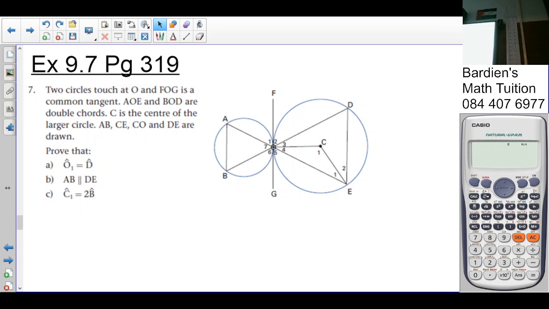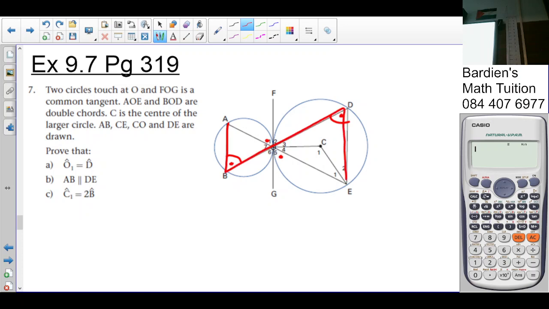Common tangent means to say it's a tangent in both circles. So if that is the case, then O1 is equal to angle B. O1 is also equal to which angle? O1 is equal to angle O5. O5 is equal to which angle? Why? Tan point. O5 is equal to the same as O1, vertically opposite. So you see that this angle is equal to that angle, so what can be concluded? AB is parallel to ED.